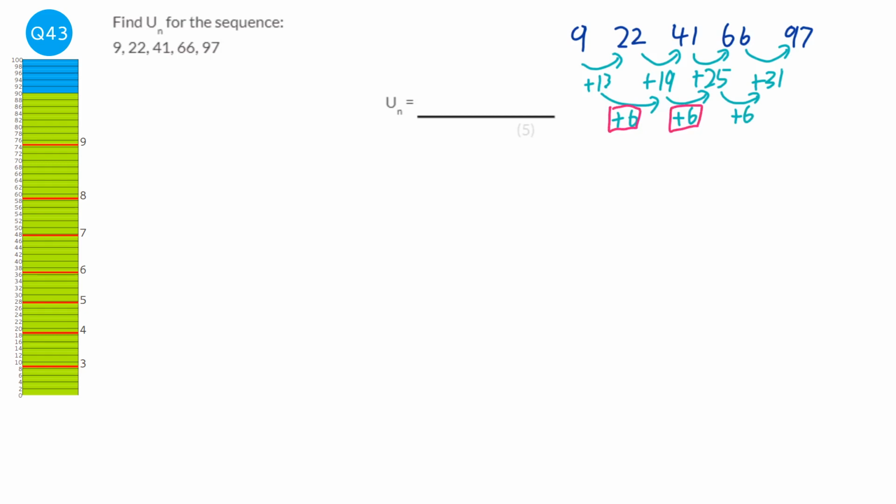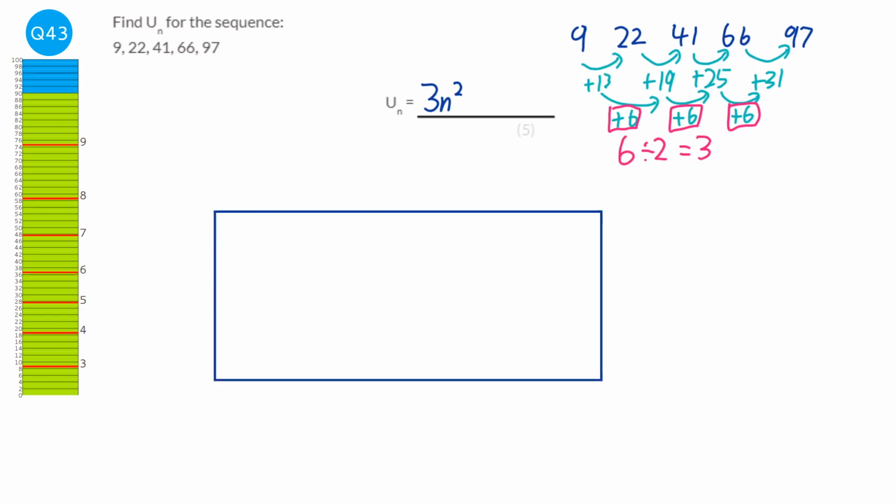the difference of differences is, because what we now do is get that 6 and we always halve it, and it gives us 3. Now that 3 is actually really important because that is the coefficient of the n squared, so we know our sequence will begin 3n squared. So we're going to do a table now to see what the rest of the sequence will be.